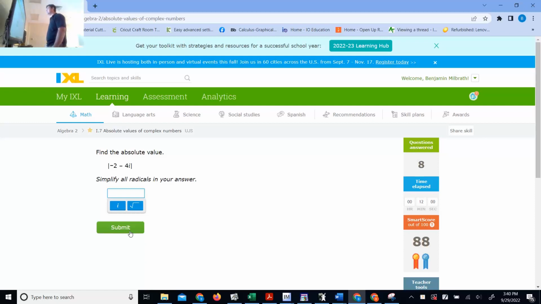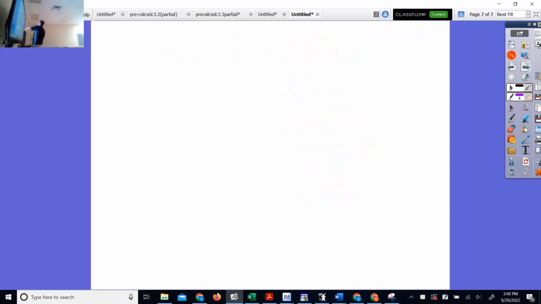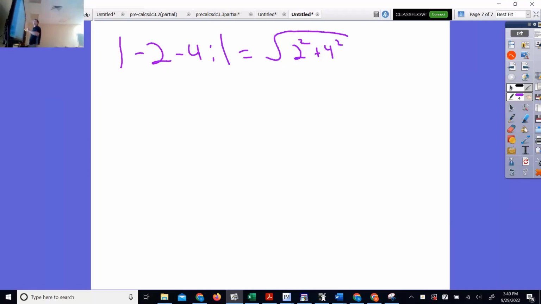This one simplifies too. That is going to be the root of 20 when everything's said and done. That's negative 2 minus 4i, which will simplify. Magnitude of negative 2 minus 4i is going to be found by taking the square root of 2 squared. Notice I'm not even paying attention to signs, because if you square something, what does it become? It becomes positive, so just throw away the sign if you're going to square it. So 2 squared is 4, 4 squared is 16. I'm looking at the root of 20.